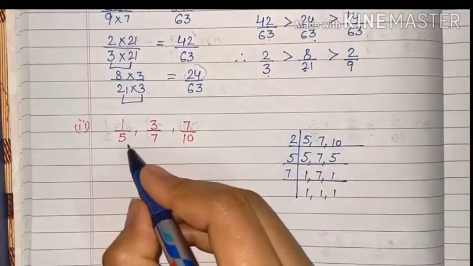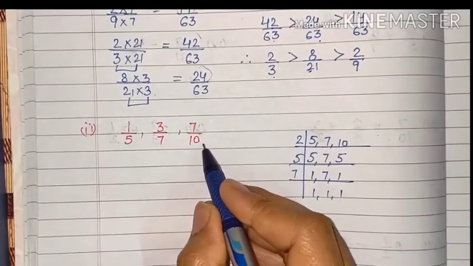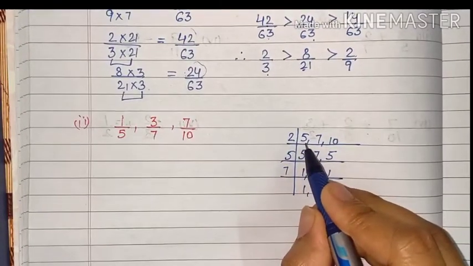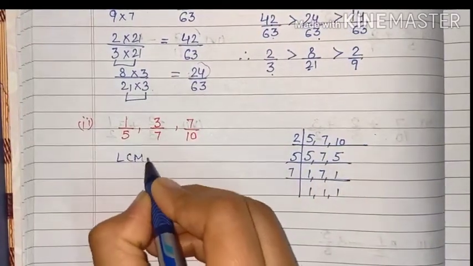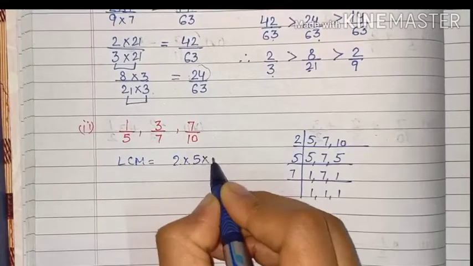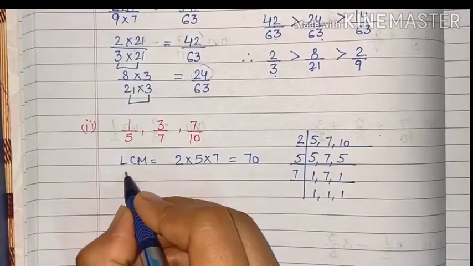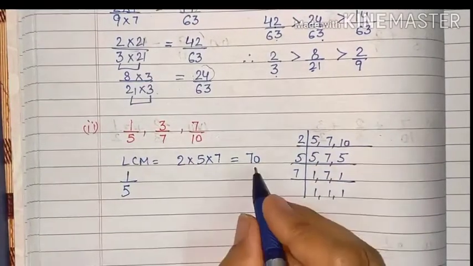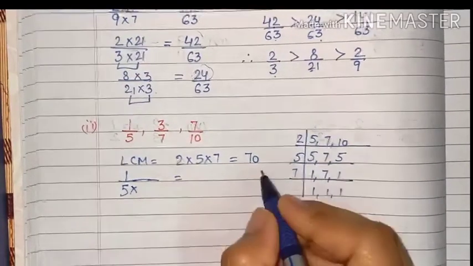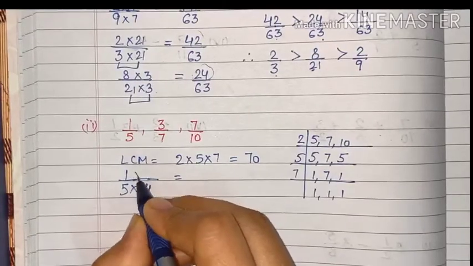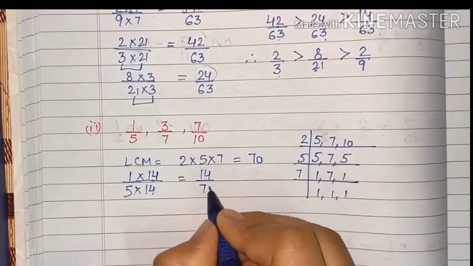It is given 1 upon 5, 3 upon 7, 7 upon 10. So first of all we will find out the LCM of the denominators. Here the denominators are 5, 7 and 10. We will find the LCM. So it will be equal to 2 into 5 into 7, that is equal to 70. Now we will make all these fractions equivalent to a fraction with the denominator 70. For that we will think by which number 5 should be multiplied to get 70, that is 14. So we will multiply the numerator also by 14. So we will get 14 upon 70.